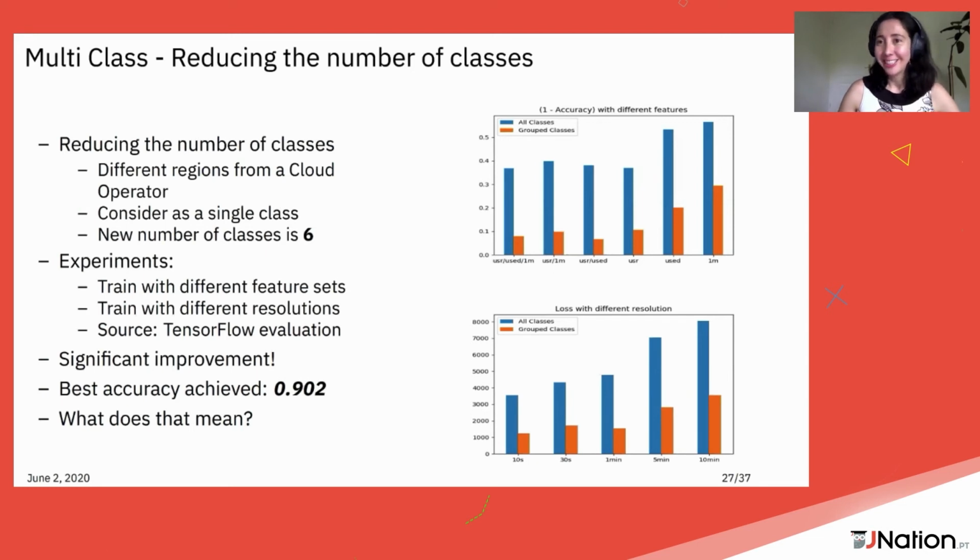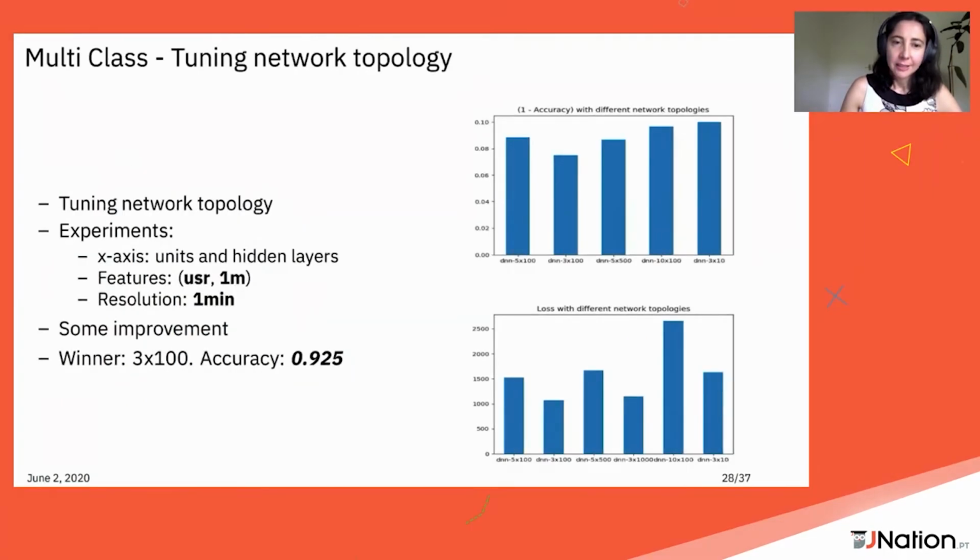So that was the trick that helped us start predicting in a more accurate way. And again, we tried to fine tune, and we found that using a less complex network topology, the accuracy improved.